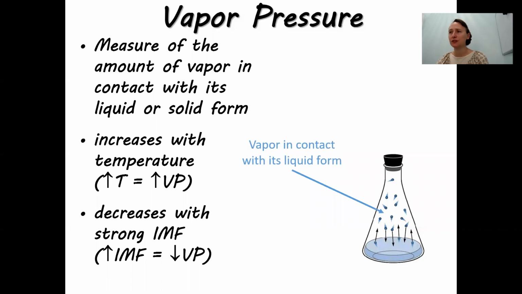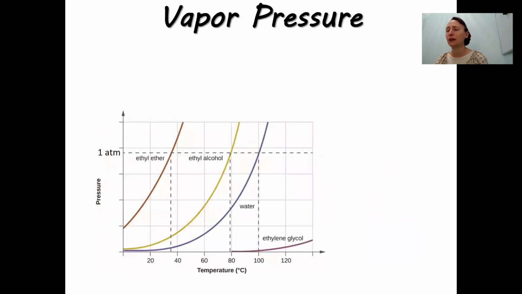So here we have an illustration of what the vapor may look like above its liquid form. And vapor pressure is the measure of amount of gas above that liquid. All right, so here is a graph of pressure versus temperature for several substances, and sometimes it's a little difficult to make sense of these graphs.